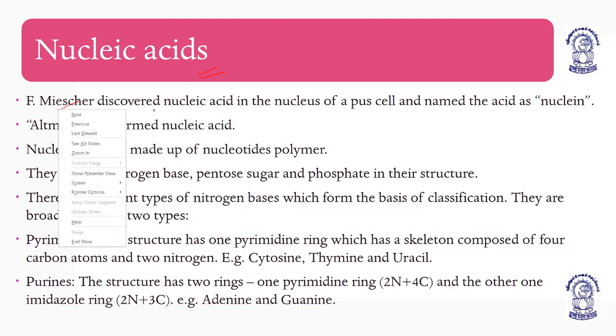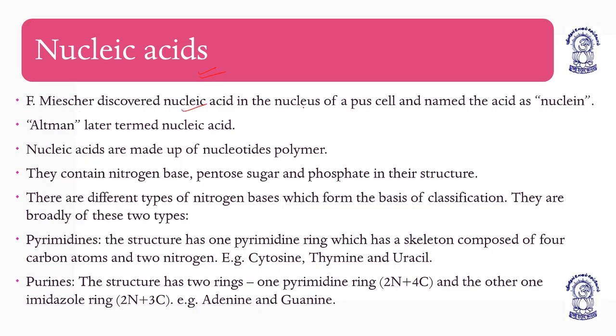Friedrich Miescher discovered nucleic acid in the nucleus of a pus cell and named the acid nuclein. Altman later termed nuclein as nucleic acid. Nucleic acids are made up of nucleotides; it is a polymer of nucleotides.